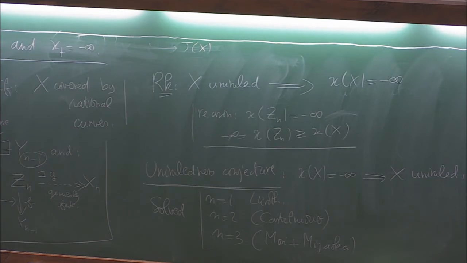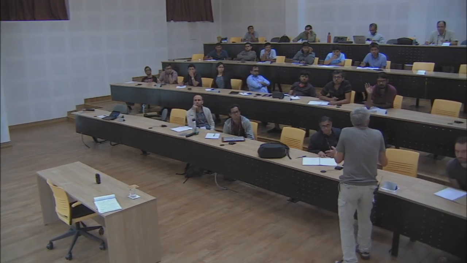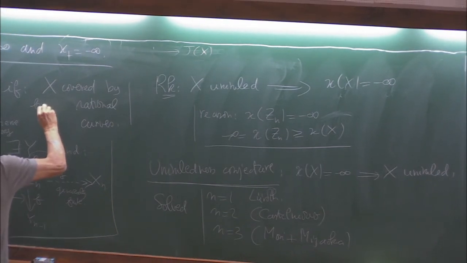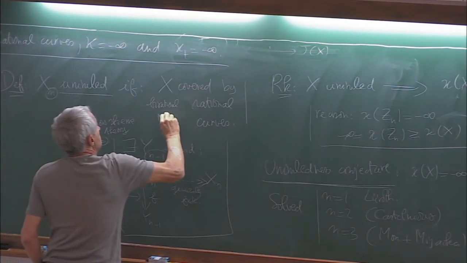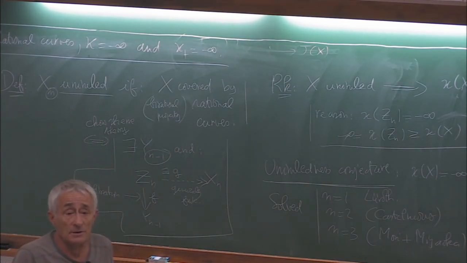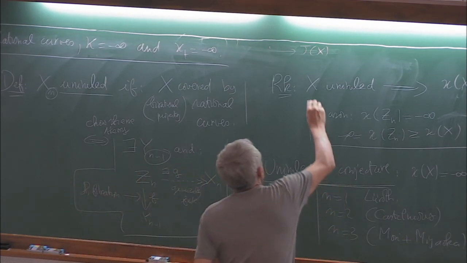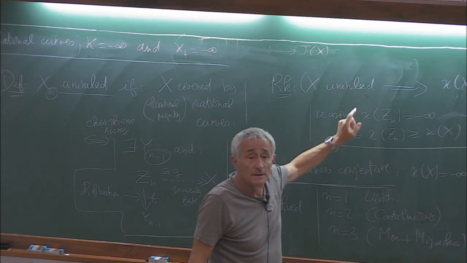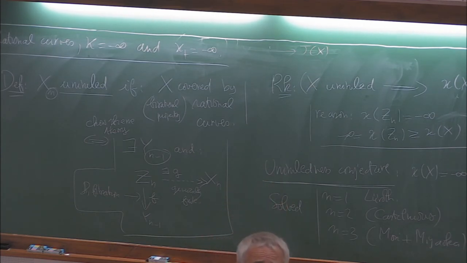Pardon, excuse me. The conjecture is if kappa is minus infinity, then X is uniruled, right? Uniruled is a birational property, being uniruled. This is a birational property, and this is above our birational properties. No? This is not your question? Yeah?